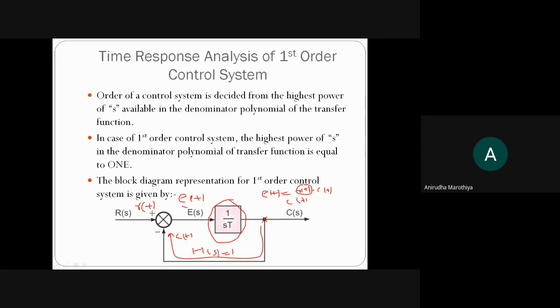Now, if you put the value of R of t, because we considered that the nature of input excitation is unit step, the value of R of t is going to be 1, then minus C of t, and we know the expression for C of t. It is 1 minus e to the power minus t by capital T. So if you solve this expression, this 1 will get cancelled and this minus will become plus. So e to the power minus t by capital T gives the value of the error signal.